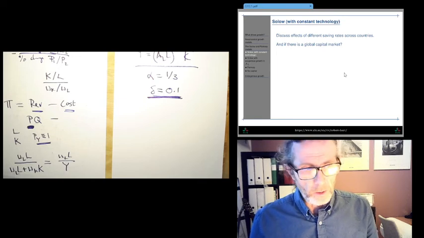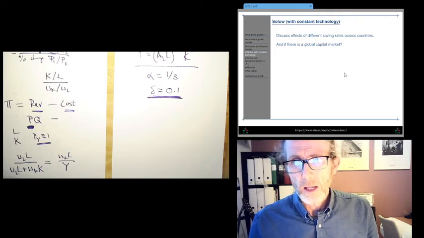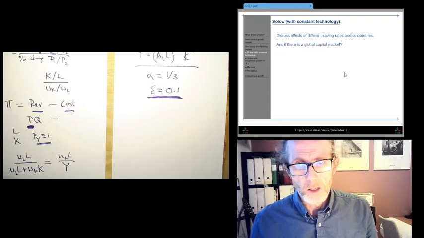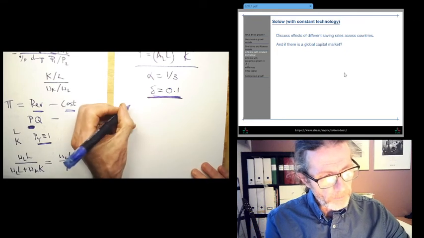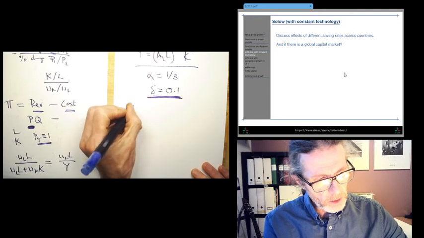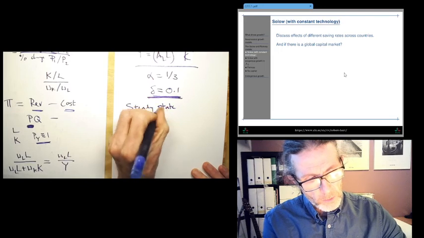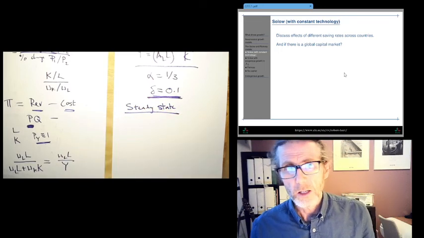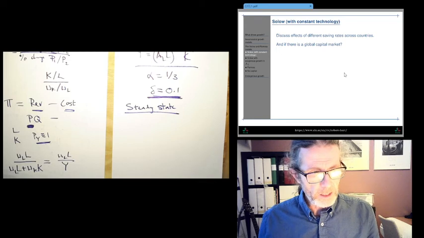Okay, so we want to know the effect of different saving rates across countries. And straight away, I'm going to say, let's define something called a steady state. So a steady state of the economy is a state when none of the variables are changing. Okay. So let's try and find that steady state.